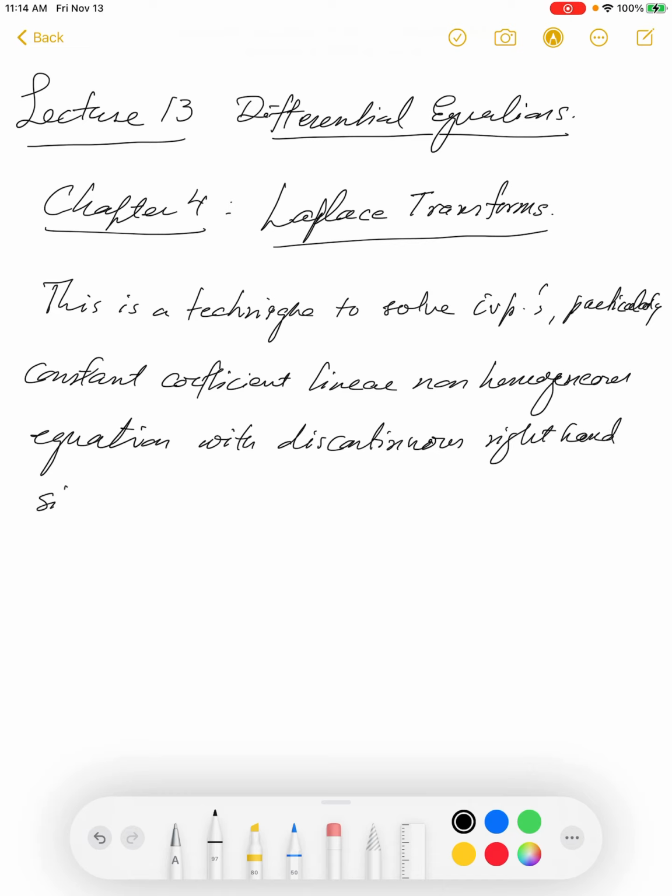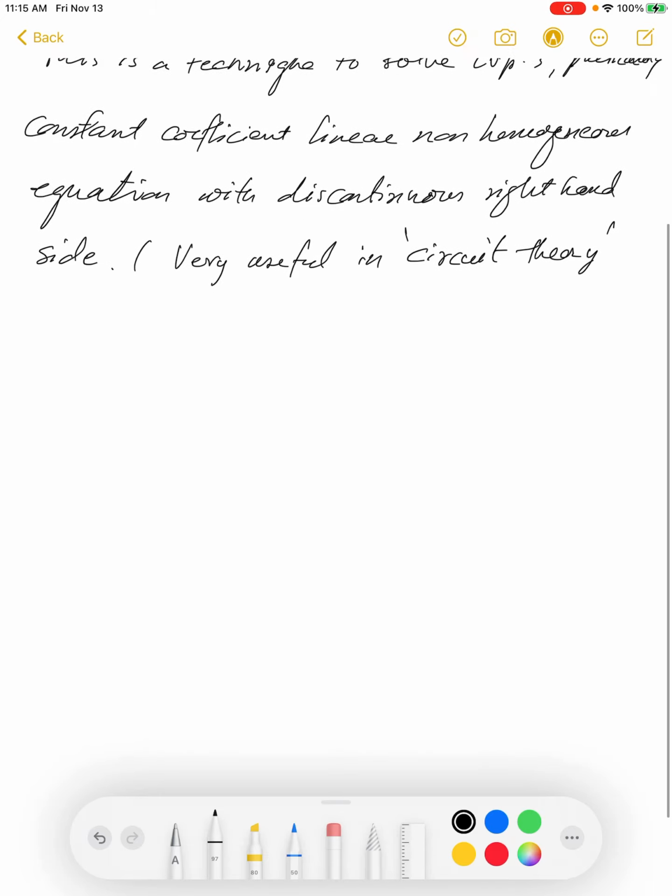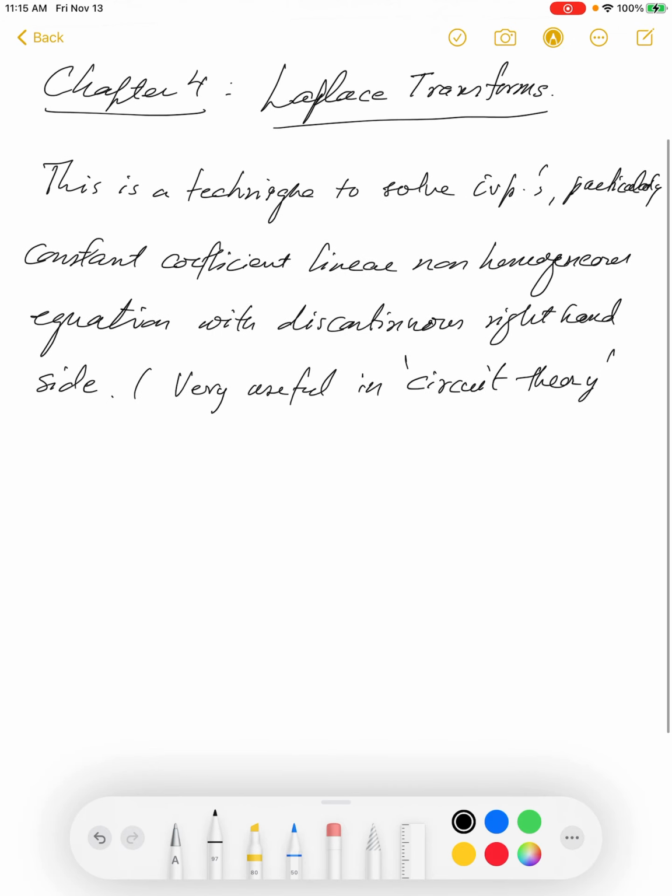And this will be therefore very much useful in circuit theory. Because that's where you get such equations about the current flowing through an electric network. Anyway, so what is this technique?